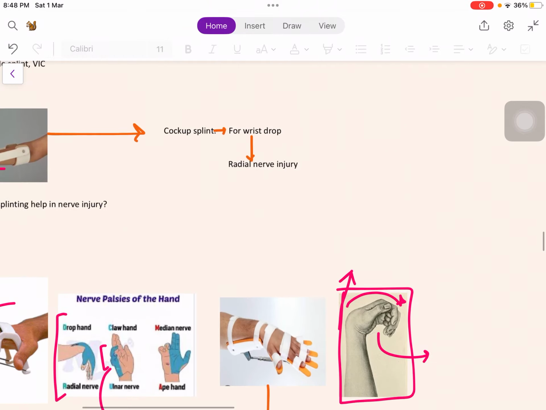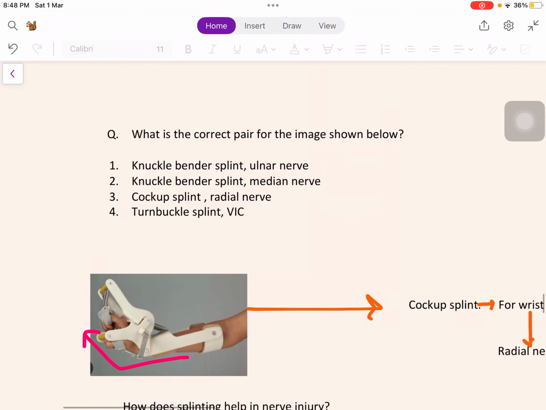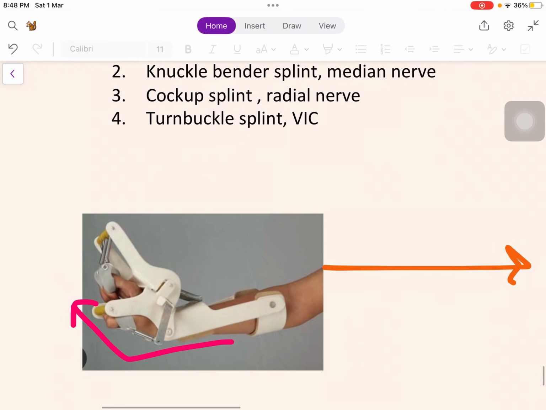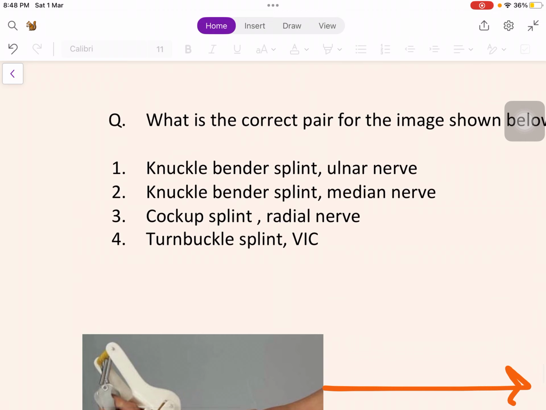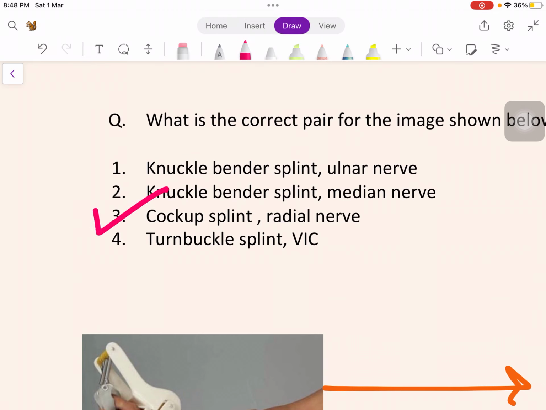So let's answer the question. The question had this image, so it is producing an upward movement. We know it's a cock-up splint for a radial nerve injury. So this was the question for today.